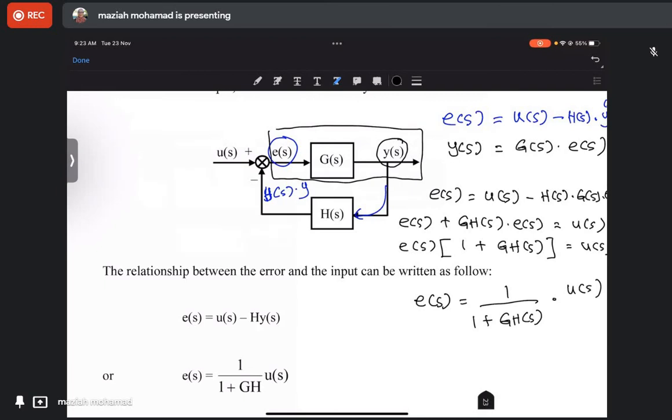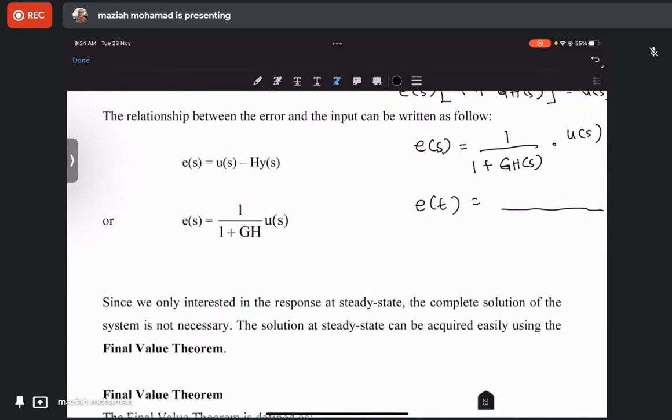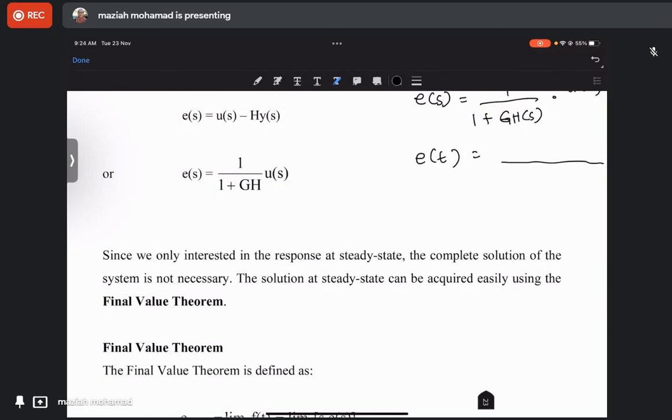We can derive the time response equation for the error if we replace U(s) with any input, let's say step input, ramp input, etc. Then we do the partial fraction, we determine the parameters, and then we get e(t) equal to something. But we're not going to do that because we are only interested in the steady state.